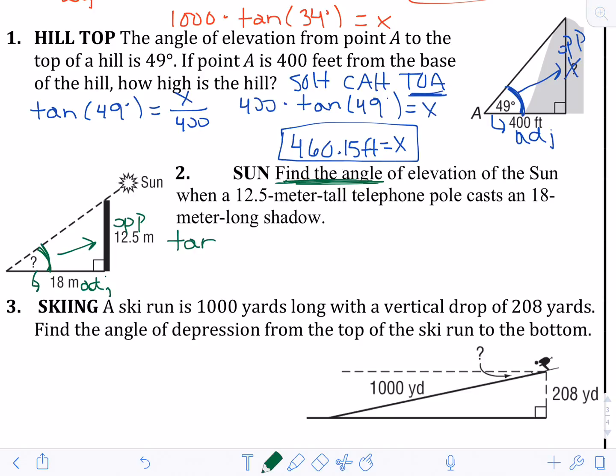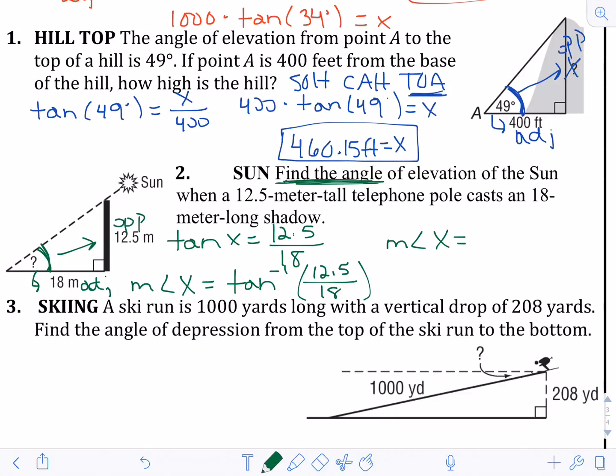So tangent of this angle, we're going to call x, is going to be equal to opposite over adjacent. So 12.5 over 18. Now they're the same units, so if I were to write the meters on top and meters on bottom, those would cancel out. So now to find the measure of the angle, we're just going to call it x for right now. You're going to use your inverse tangent. So remember, you hit second tangent, type in your fraction, 12.5 divided by 18. As long as your calculator is in degrees, you should get the correct answer, and that's going to come out to 34.78 degrees.